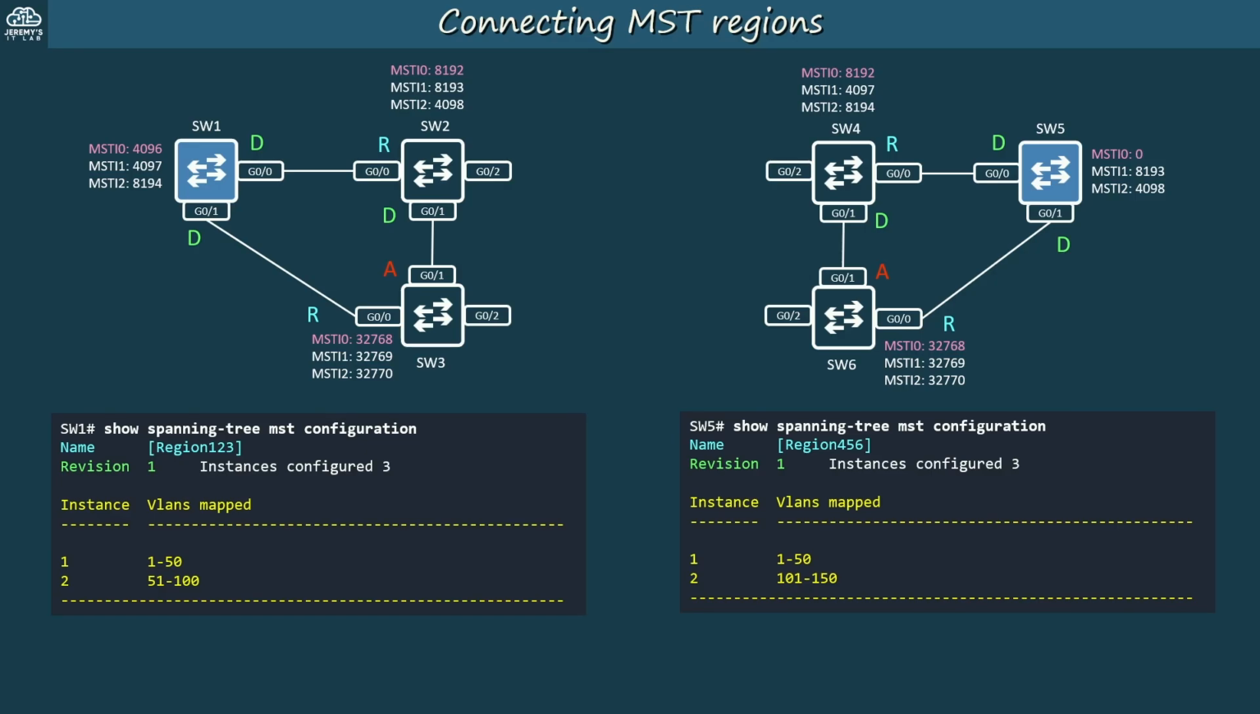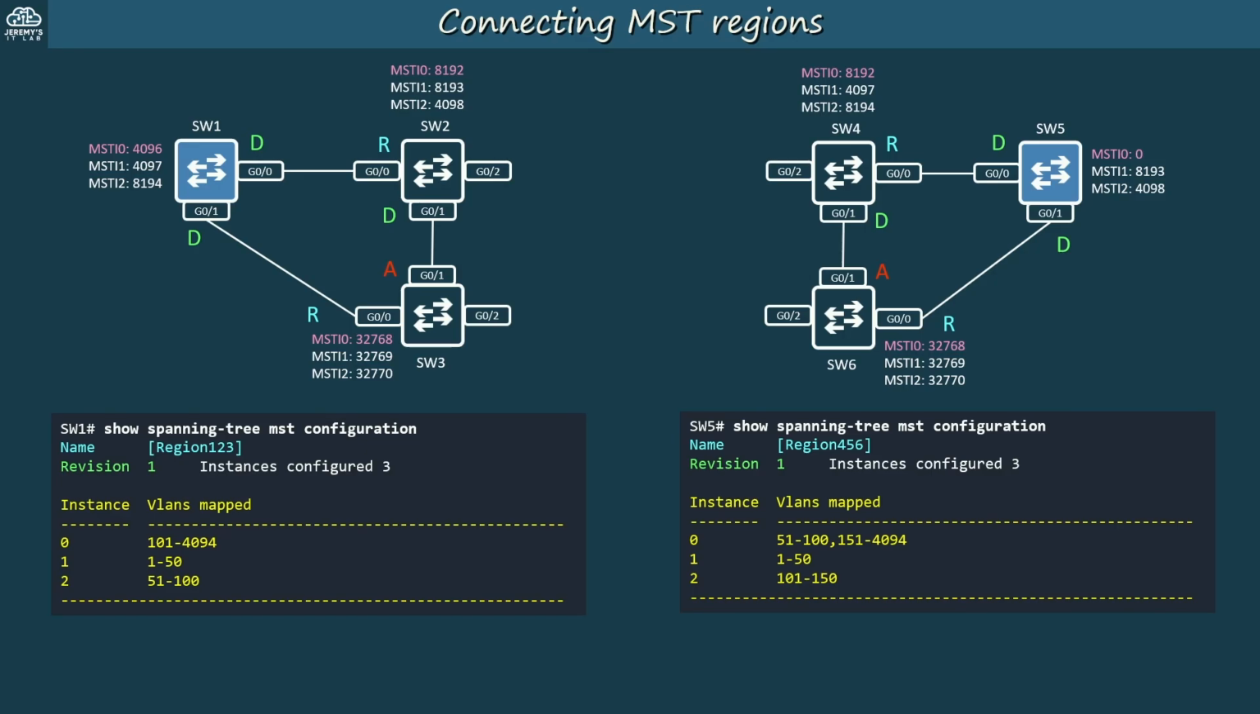Region123 maps VLANs 51 to 100 to instance 2, whereas Region456 maps VLANs 101 to 150 to instance 2. So VLANs 51 to 100 are only used in Region123, and VLANs 101 to 150 are only used in Region456. This is an instance where you might use a multi-region design like this, when certain VLANs are only active in certain parts of the LAN. Finally, in both regions, the remaining unused VLANs are mapped to instance 0, the IST.